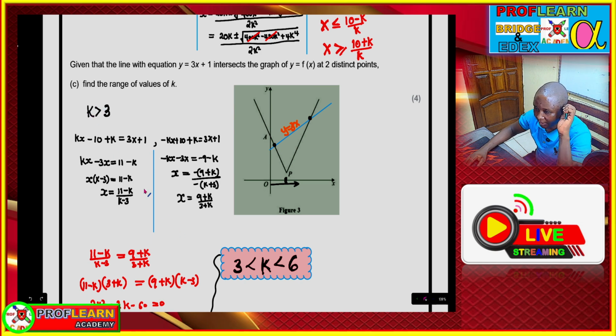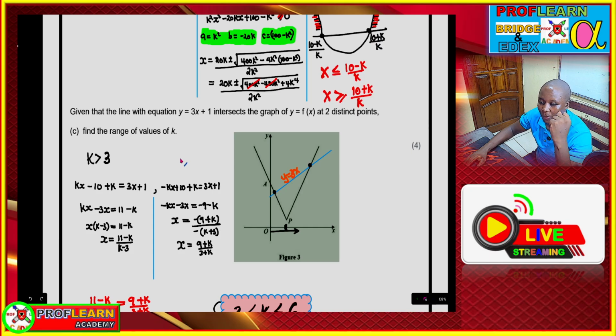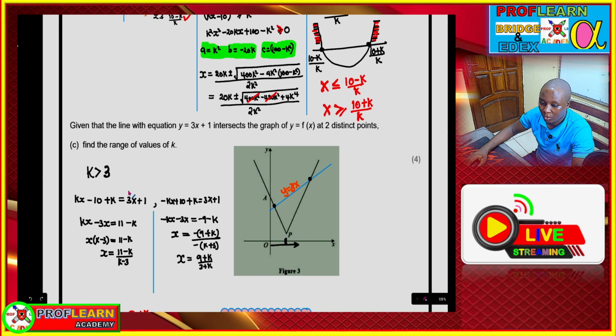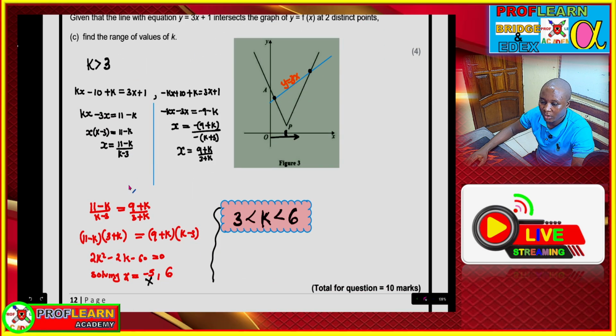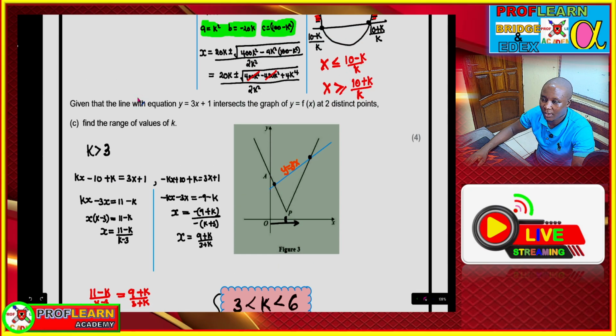So once you've done that, the other way to approach it, how you proceed from here, is now equating the two equations. So equating the two equations, we are going to have kx minus 10 plus k is equal to 3x.